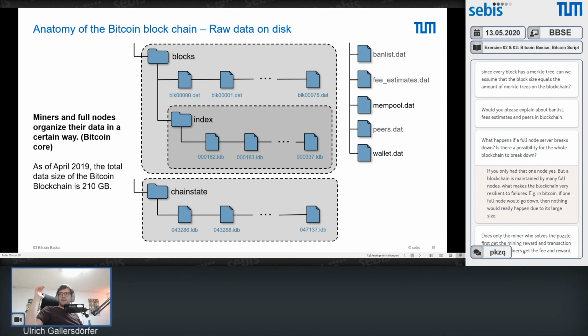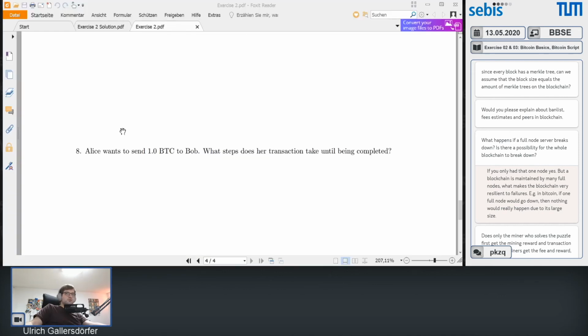But the size of one block is heavily dependent on the transactions in this block. So this is the part which takes the most amount of storage in a block. So one block is mostly made out of transactions. Yeah. Okay, let's continue. And what about the block height? It doesn't have to do anything with the block height. So maybe you can write your question in Moodle, and then I can discuss this a little bit further with you there. Okay, let's continue. Let's go back to Foxit.